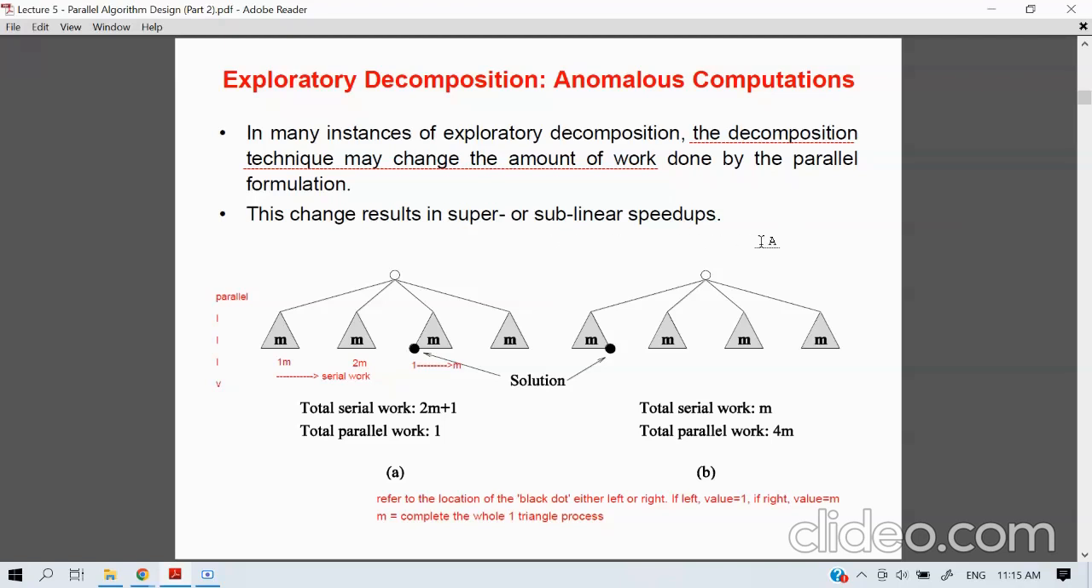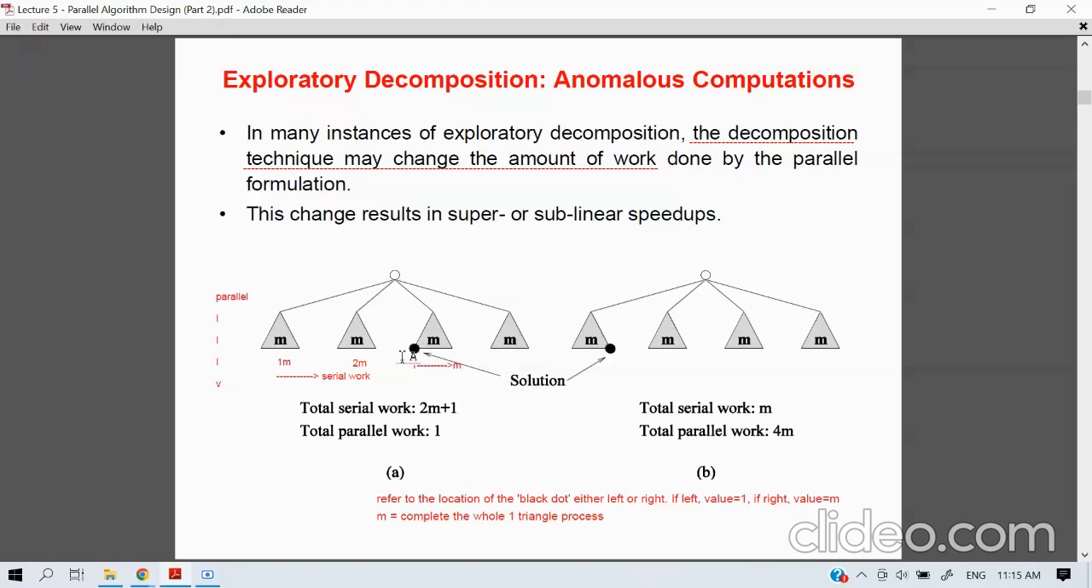Okay, so please consider the diagrams here. As you can see in the left one, we have one parallel task, with a triangle here, and inside the triangle we have M, the M process. The same goes for the second one, where we also have the M process.